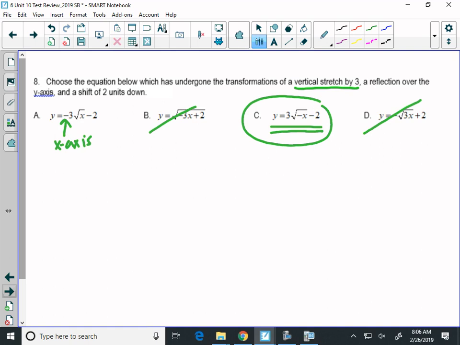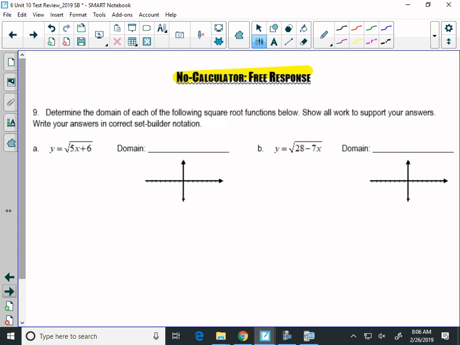All right, let's talk about domain for a few minutes. For these domain problems, you're going to find the domain by hand by setting up an inequality and solving, and then sketching a picture of what the graph looks like. All right, so when I'm finding the domain of a square root function, the square root of 5x plus 6, I take the radicand, just like above, and set it greater than or equal to 0.